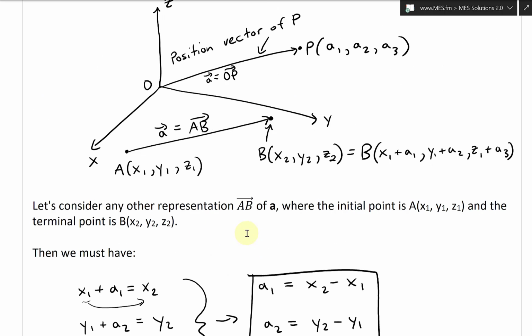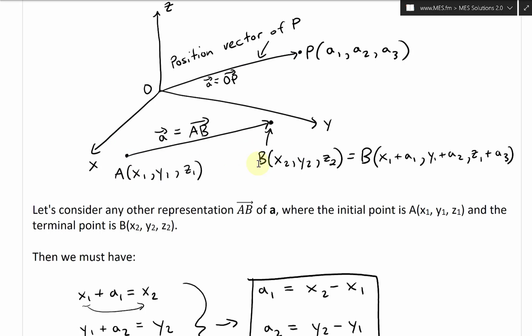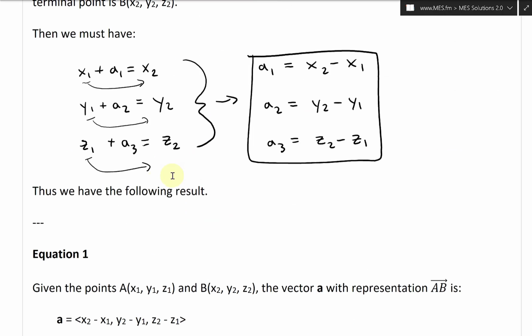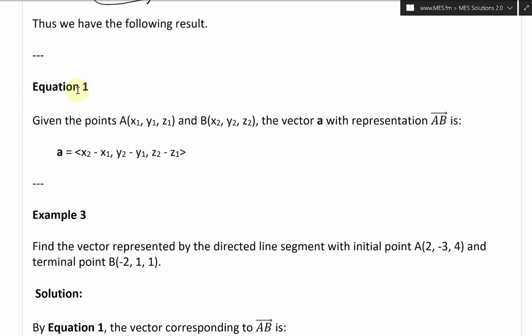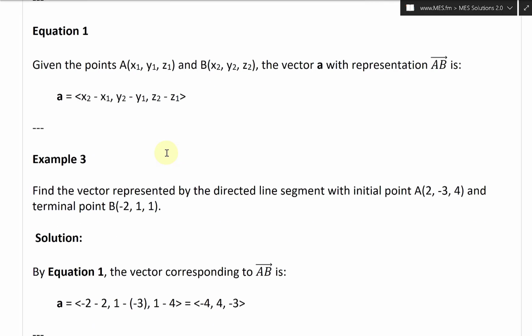Alright, so this is pretty fascinating stuff. So you could just take these points and then take the difference. It just equals the difference between any 2 points that have the exact same vector, same direction and length. So thus we have the following result, and we'll call this equation 1. So given the points A, which has coordinates x1, y1, z1, and B with coordinates x2, y2, z2, the vector representation AB you can just write as the vector equals, in vector form, the bracket x2 minus x1, y2 minus y1, and then the third component is z2 minus z1, which is quite a fascinating result.